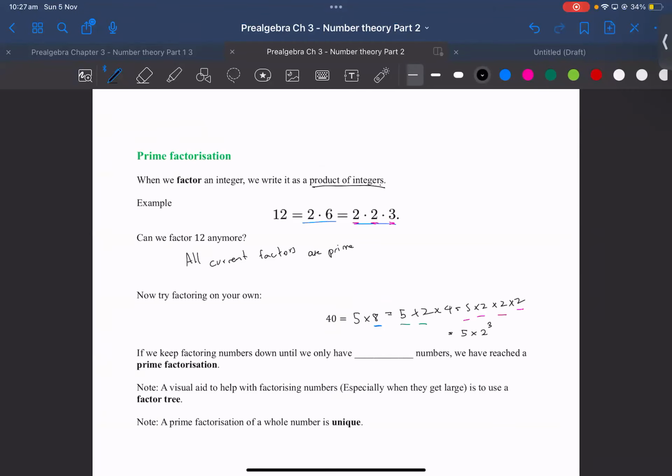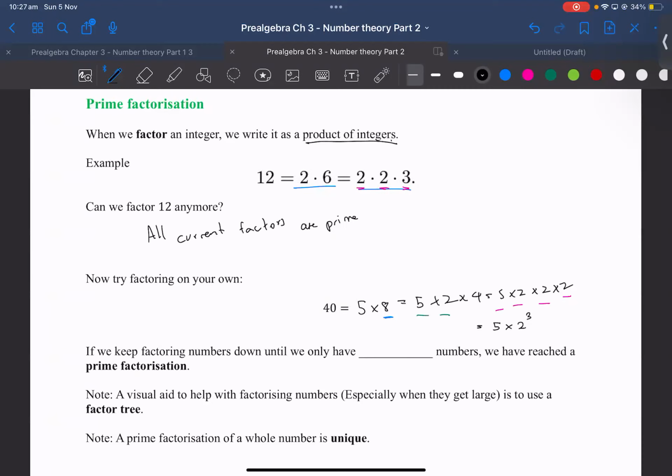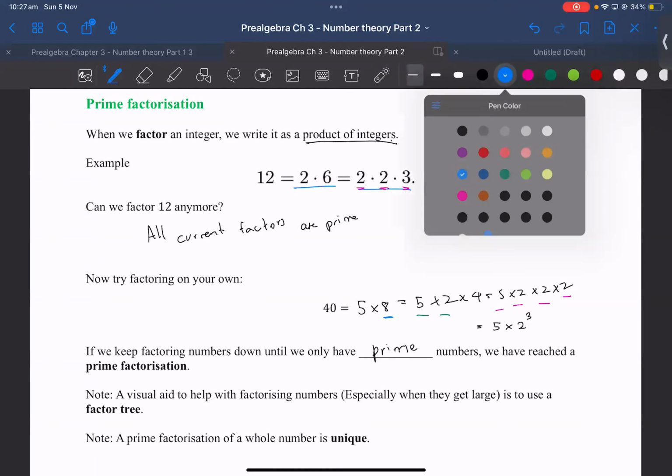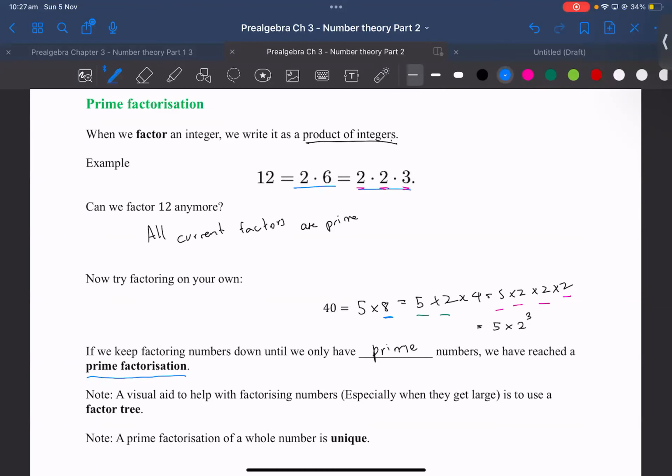So what we've done here is, if you keep factoring numbers down until we only have what type of numbers? Prime numbers. We have reached a prime factorization. So what we did all along here was find the prime factorization. We break a number down into its prime factors. So 12 was broken down into 2 times 2 times 3, which is 2 squared times 3. The prime factorization of 12 is this, 2 squared times 3. And the prime factorization of 40 is this. Does that concept make sense?